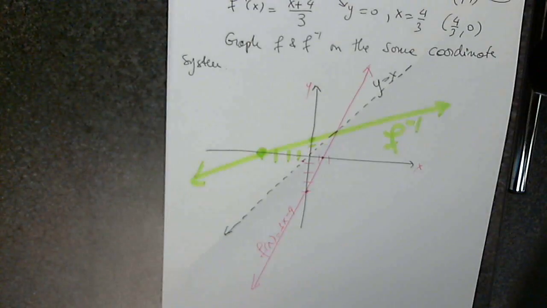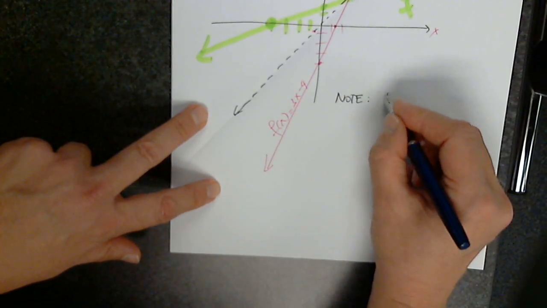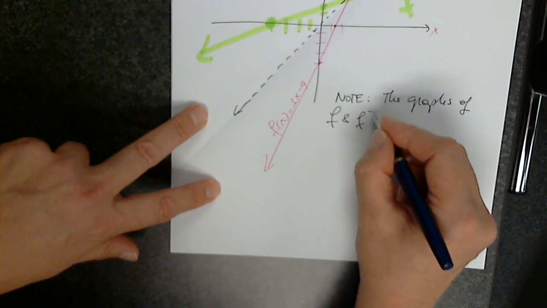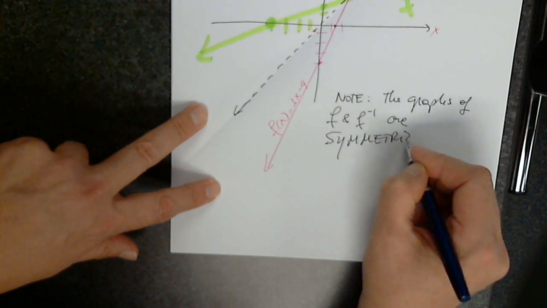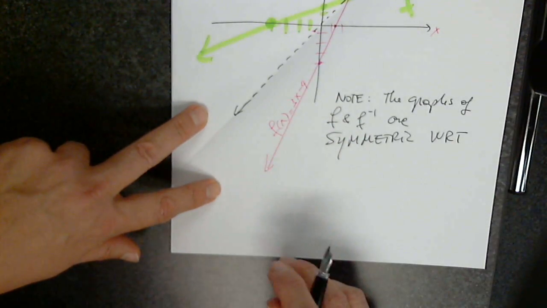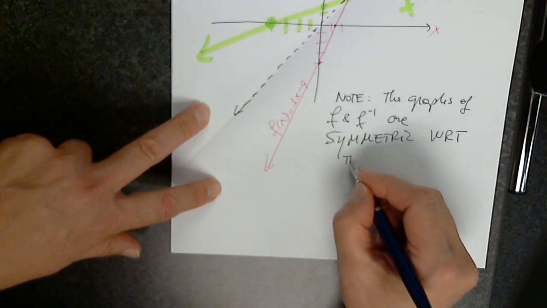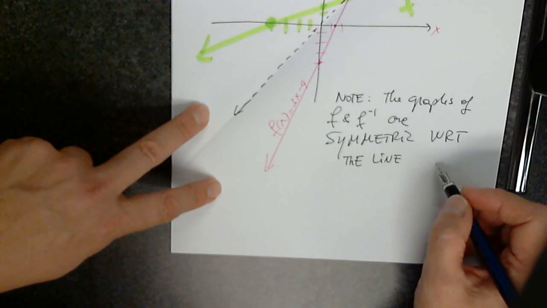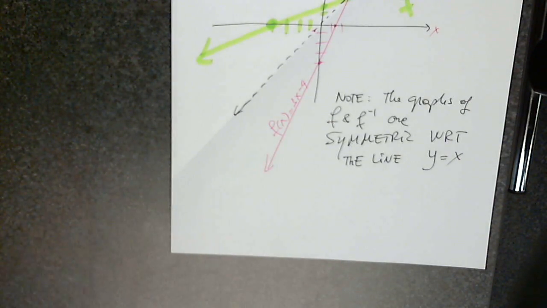So that's the final note for today. Note: the graphs of F and F-inverse are symmetric with respect to the line y equals x that bisects the first and the third quadrant.